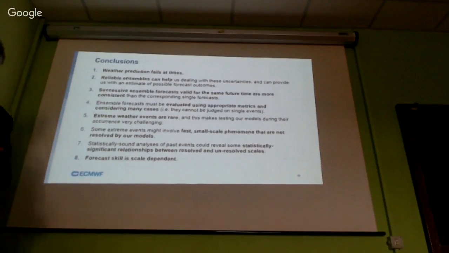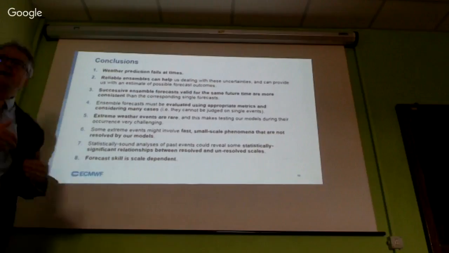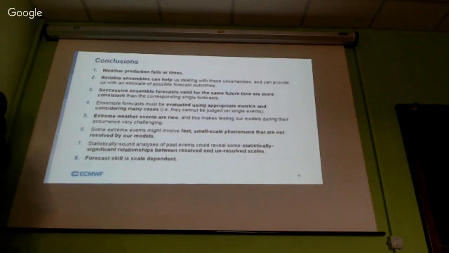We cannot judge an ensemble prediction system by looking at one event only. We need to collect statistics on very many. Extreme events are rare, so are challenging also for ensemble systems. But if you apply clever post-processing techniques, which you can think of as a kind of renormalization, we can extract information from these ensembles, even if they're coarse and they don't resolve all the scales. Forecast skill is scale dependent.